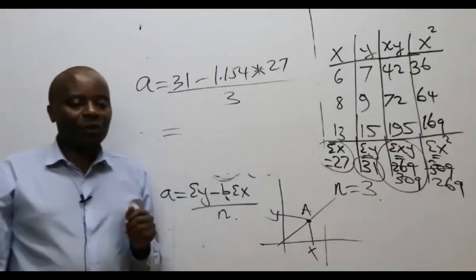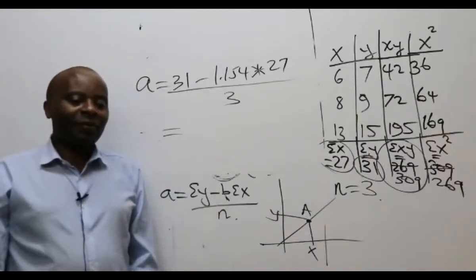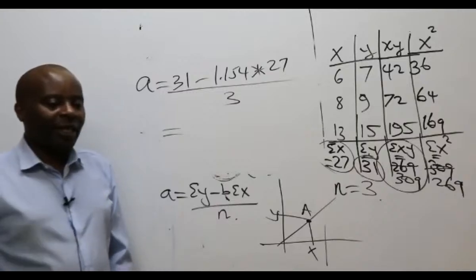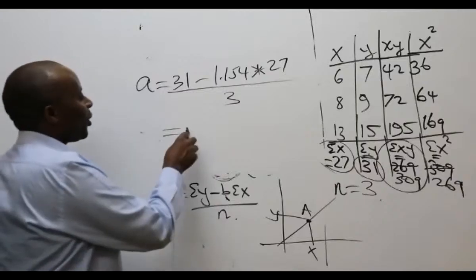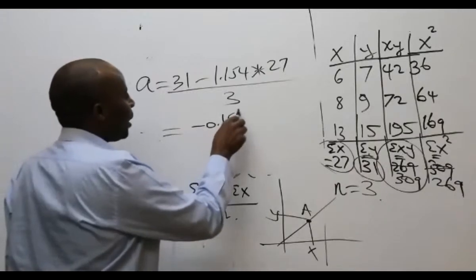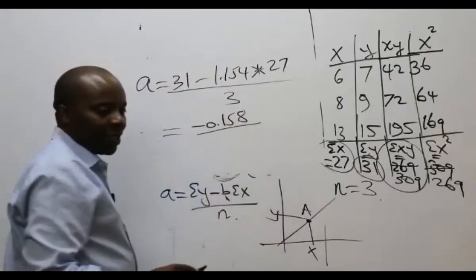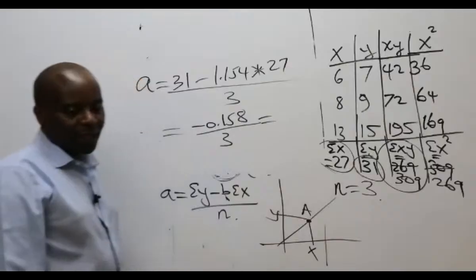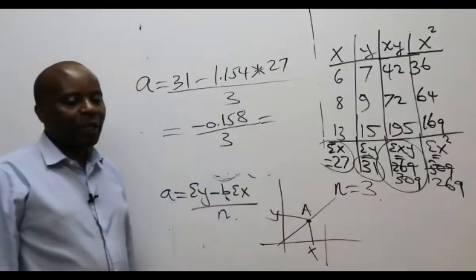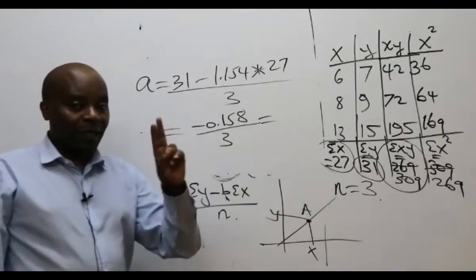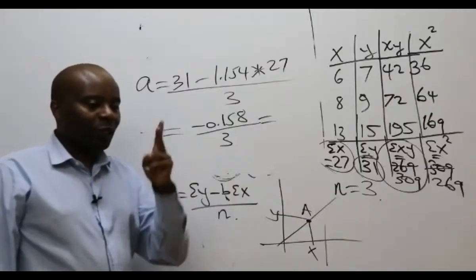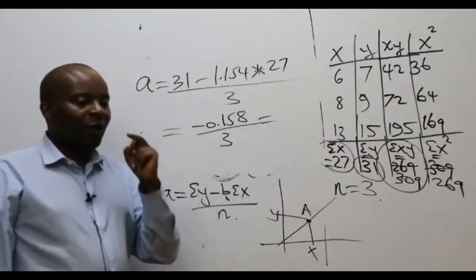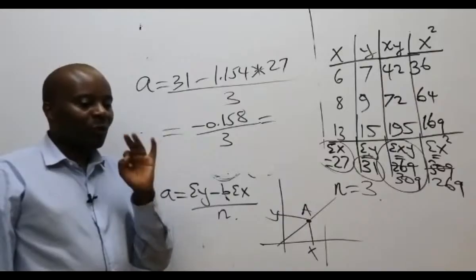Lynn has given me a dash: negative 0.158. So somebody tells me that the numerator is negative 0.158. Divide this by 3, and I expect you, great students of mine, to give me a final answer in terms of 3 decimal places.